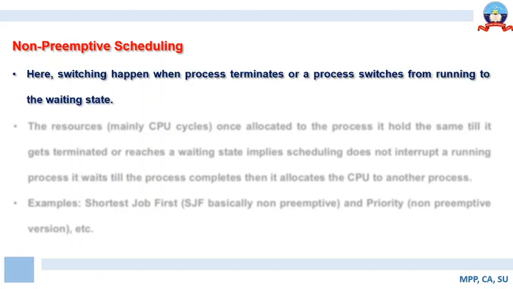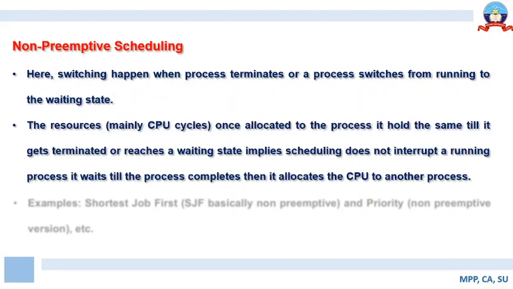So here switching happens only when the process terminates or the process switches from running to waiting state because it has made a system call. This implies the resource once allocated to a process, the process holds the same until it terminates or reaches a waiting state. It implies scheduling does not interrupt a running process and it waits for the process to complete, then it allocates the CPU to some other process. So this is the way how non-preemptive scheduling algorithm works.